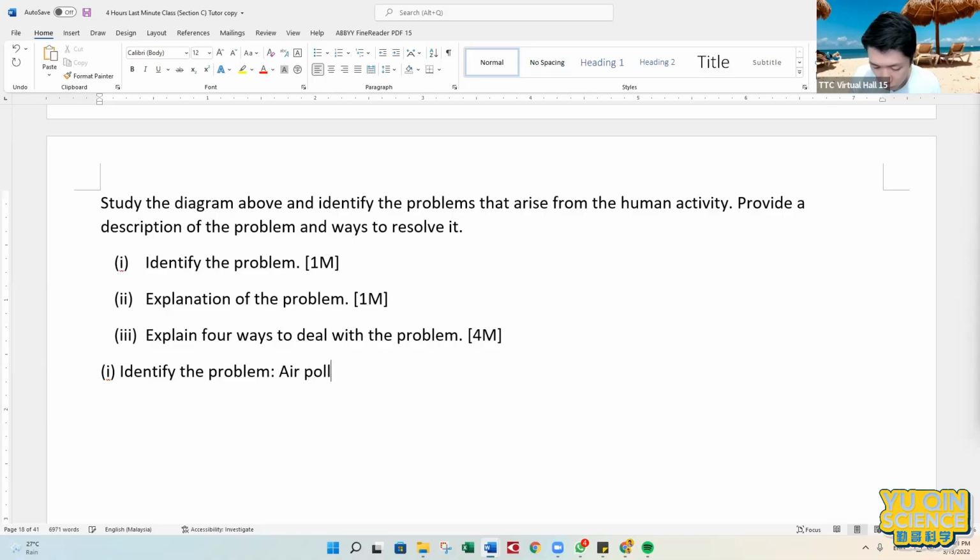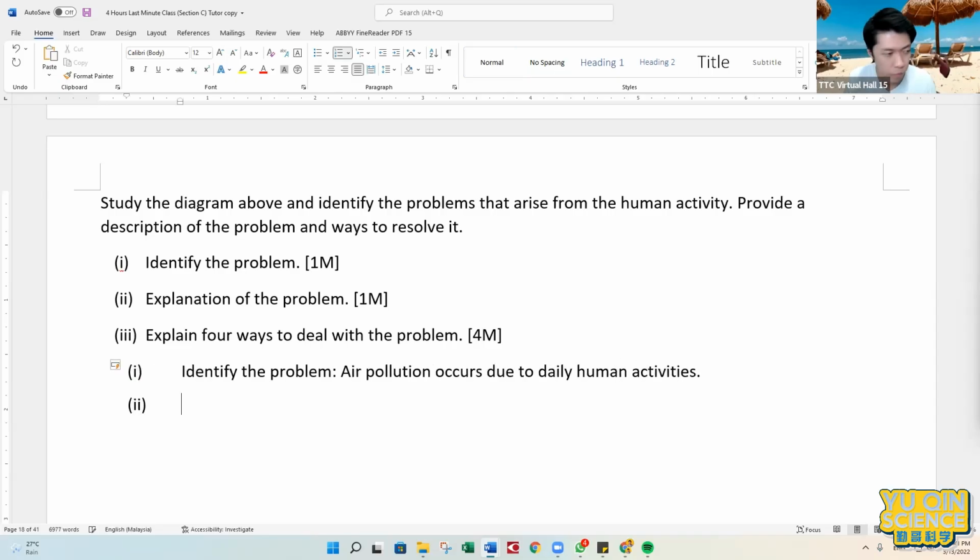Air pollution occurs due to daily human activities. There you go. Okay, yeah.